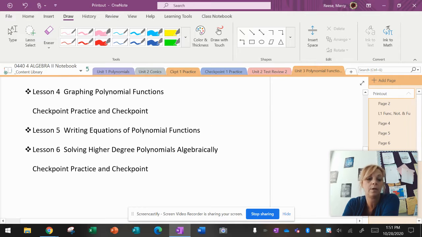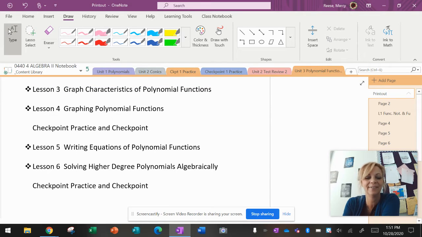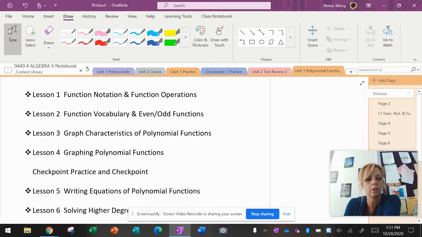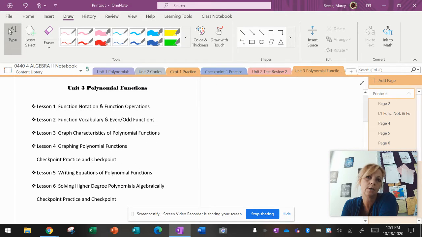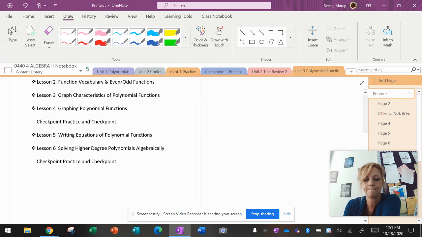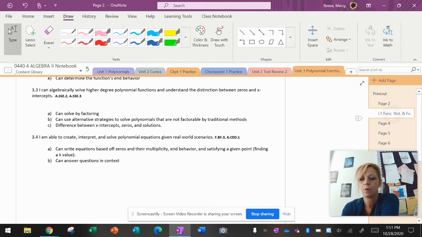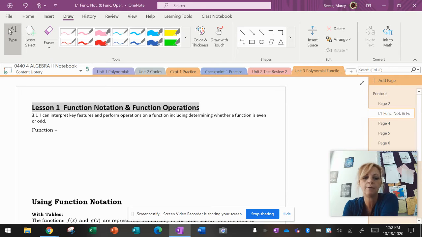This unit is 6 units long, or 6 lessons long. You will have a couple checkpoints in there, and I tried to show it in the cover page so that you could see when the checkpoints were going to be. We have 4 standards that I'll be testing you on. We're going to start with the first one today, which is I can interpret key features and perform operations on a function, including determining whether a function is even or odd. So this first part is not new to you. Today's lesson is actually not new at all. This standard will continue into tomorrow, and the even and odd piece will be new.